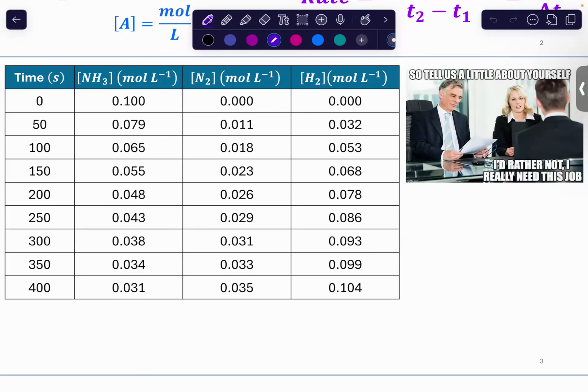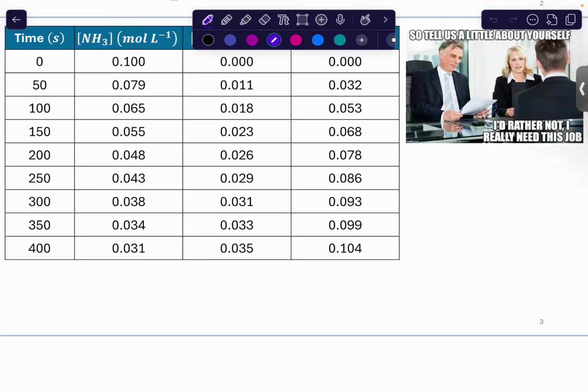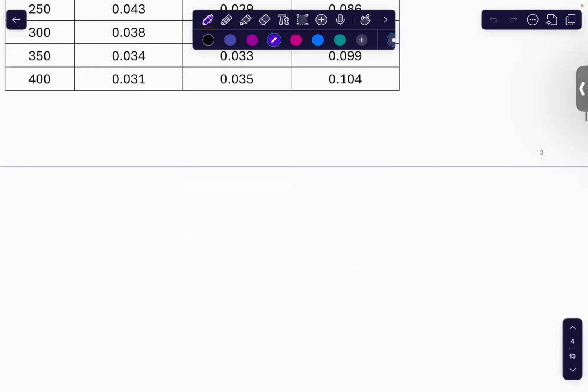Now, you can see we go from 0 to 400 seconds. We have ammonia disappearing and H2 appearing. Concentration is changing for each one. So let's look at these over different time scales. Okay. So if I go from 50 to 100 seconds, let's just do the rate of disappearance of NH3.